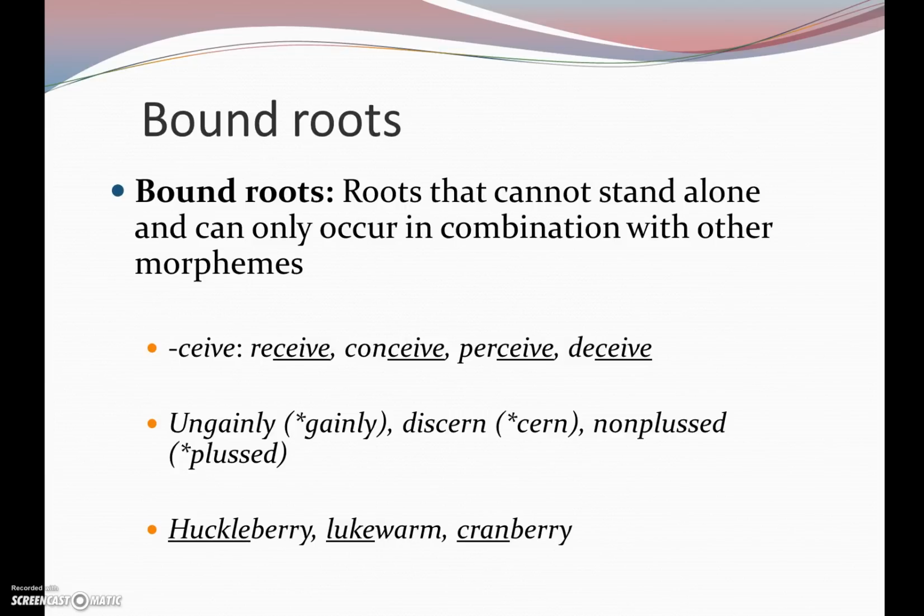We also have something called bound roots, and bound roots are roots that cannot stand alone and they can only occur in combination with other morphemes. So we have the example of sieve in receive, conceive, perceive, and so on. Obviously, sieve cannot actually stand on its own. All right, it only works in conjunction with an affix. So re, con, per, they're all affixes.